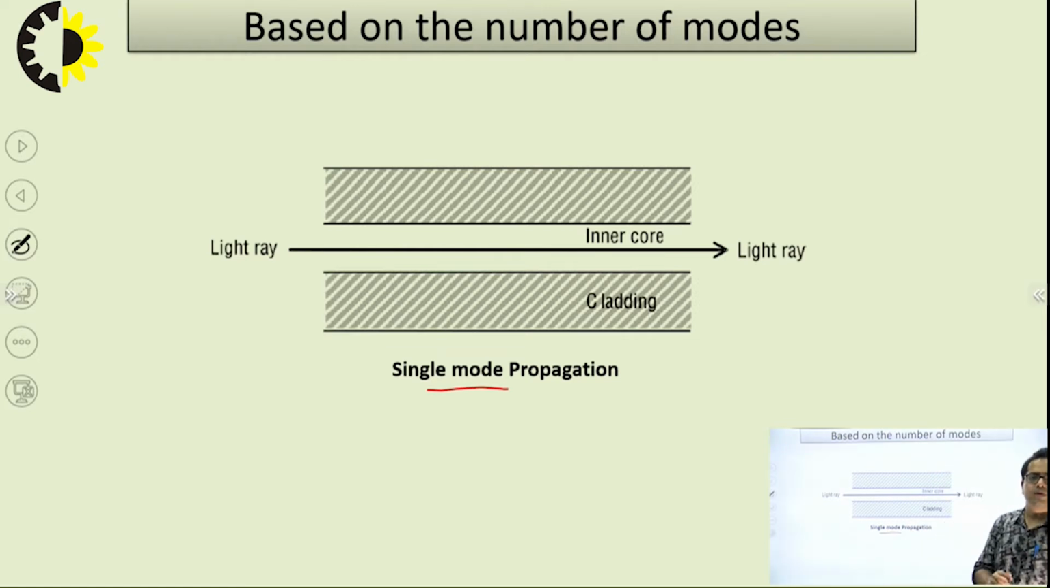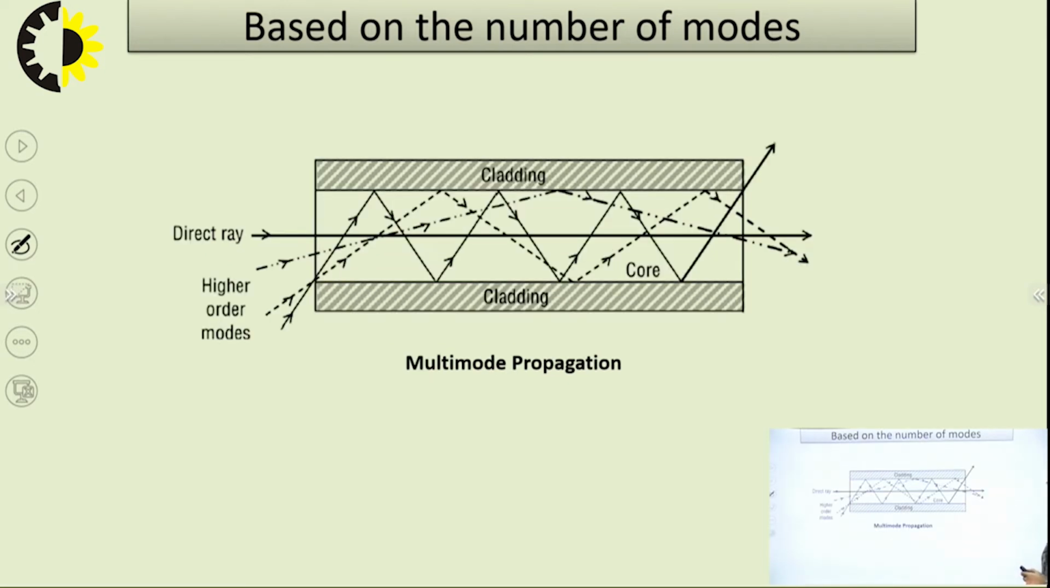So this is a single mode optical fiber. Only one mode, or only one ray, will be propagating through the optical fiber, that means through the axis of the core. The next category is called multimode propagation.